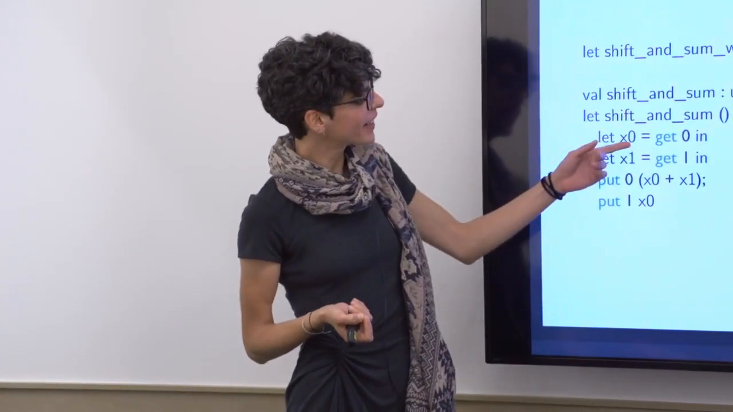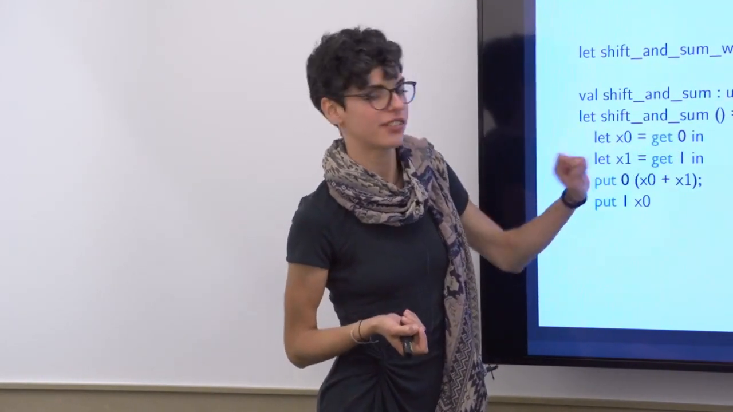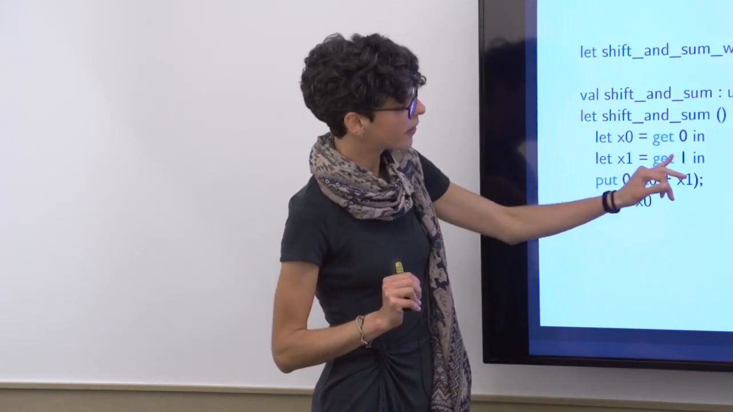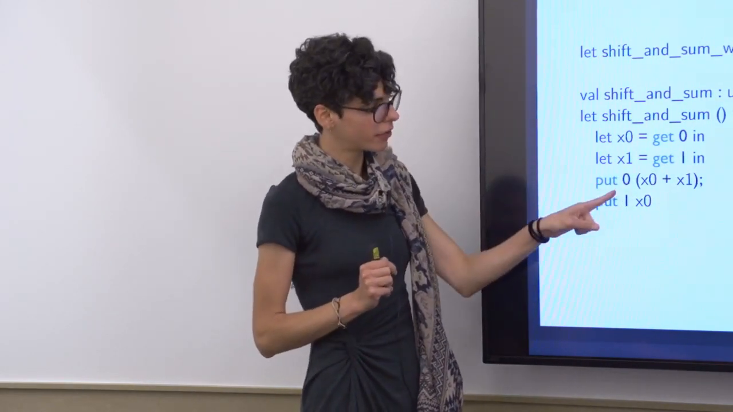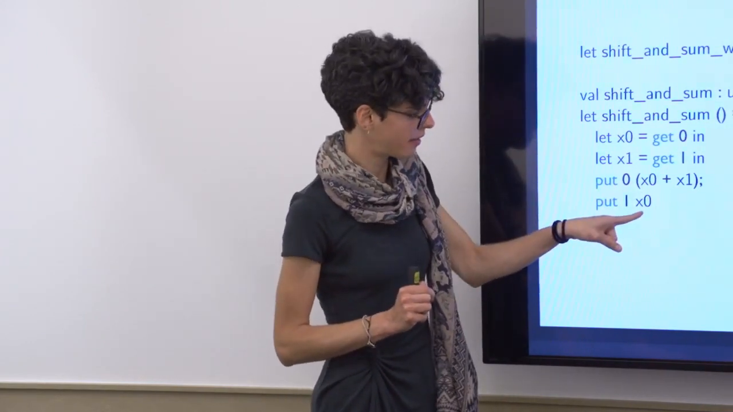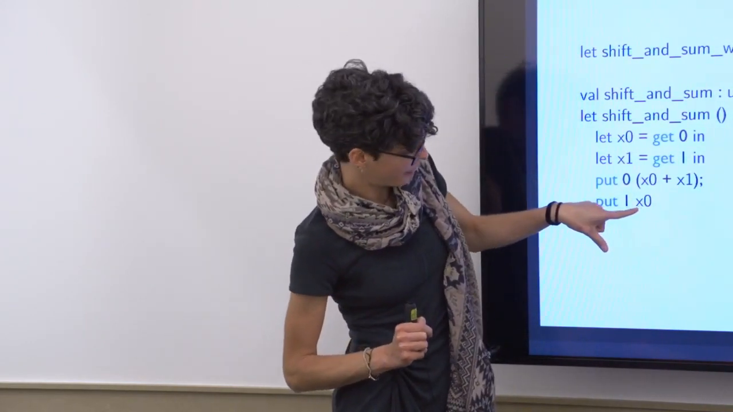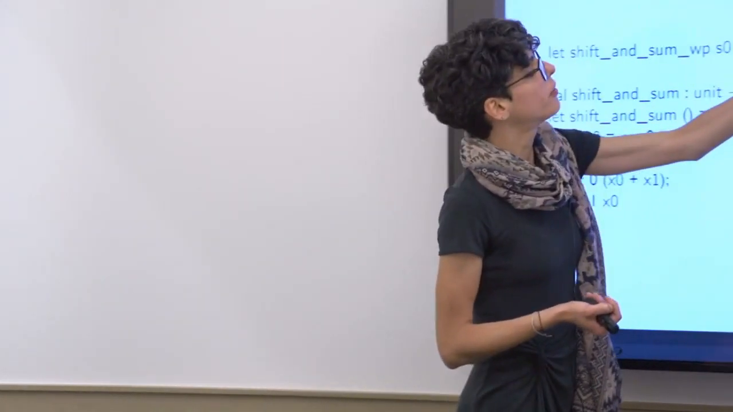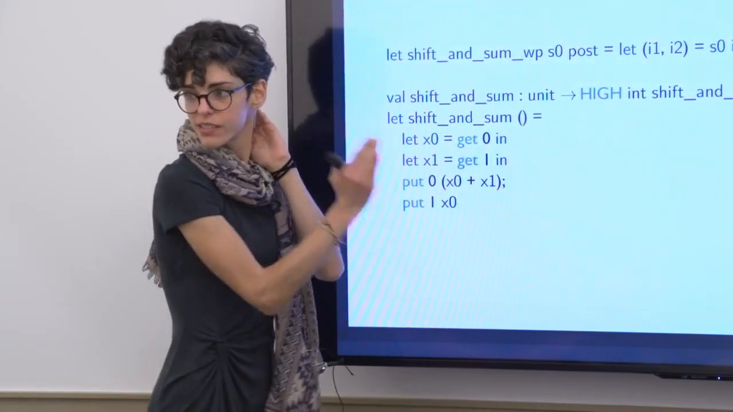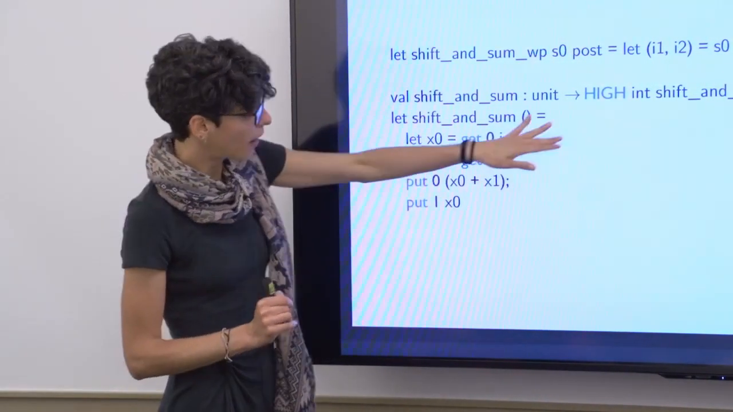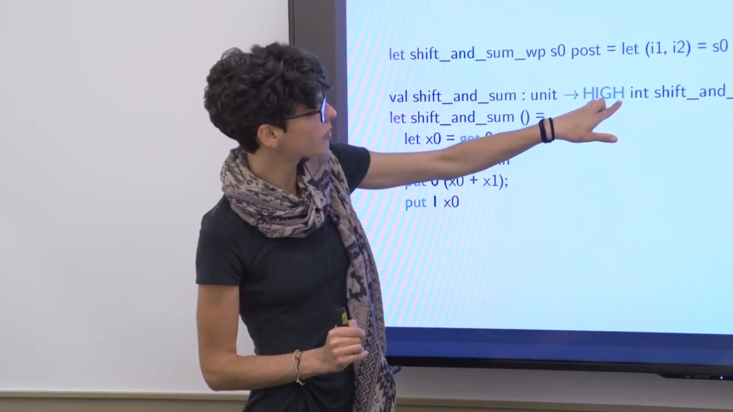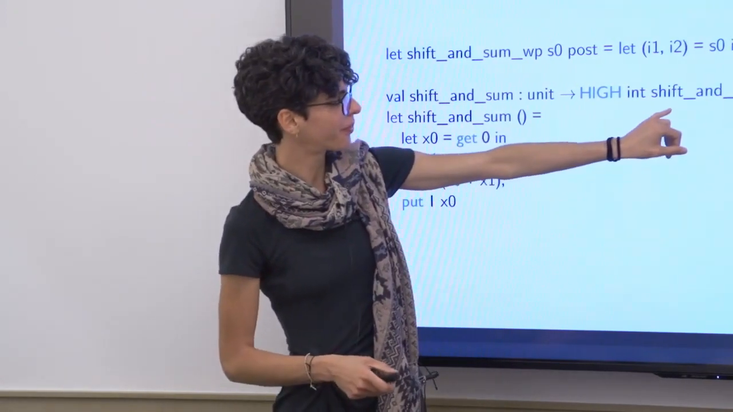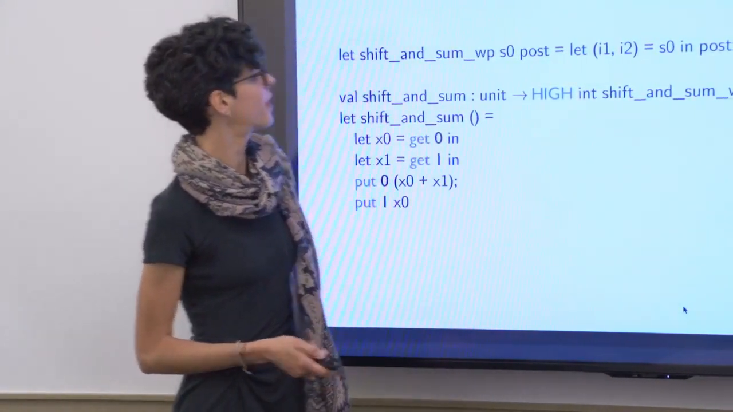So the program will read the 0th location of the high-level state, read the first location of the state, and then put the sum at the 0th location and the 0th contents into the first location. And we can write a WP that captures the semantics of this program. The type of this program will be a high computation with unit type, sorry, that's a typo, and this particular WP.